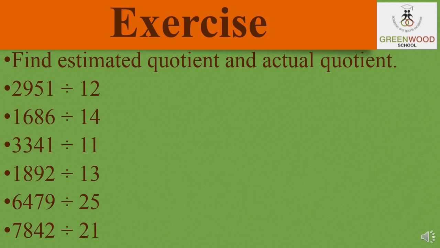The next exercise is to find the estimated quotient and actual quotient as well. Solve the following division sums by both the methods, that is round off dividend and divisor to the nearest 10 and hundreds, and find the quotient.